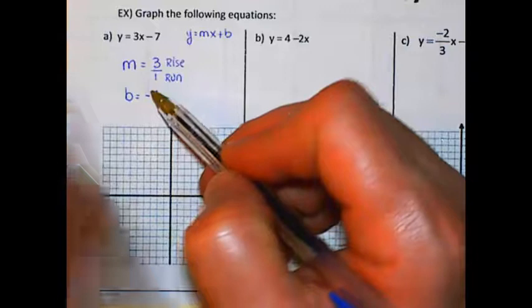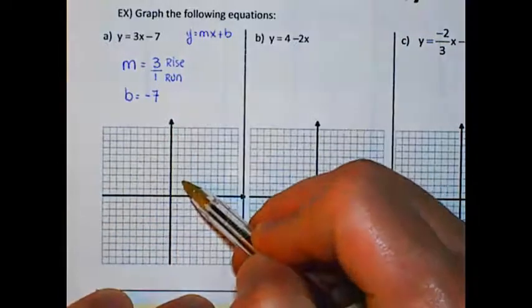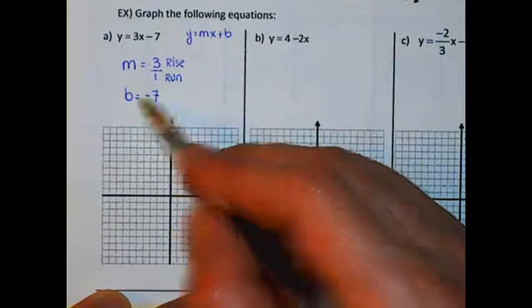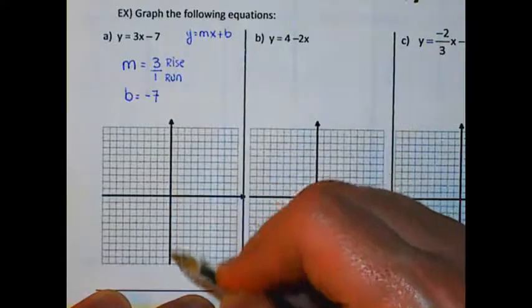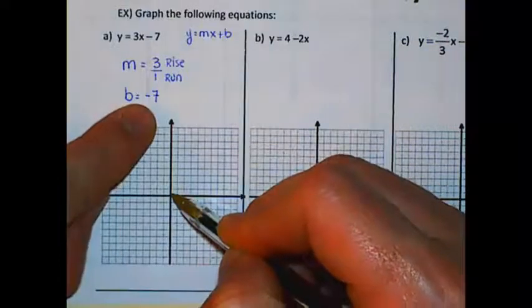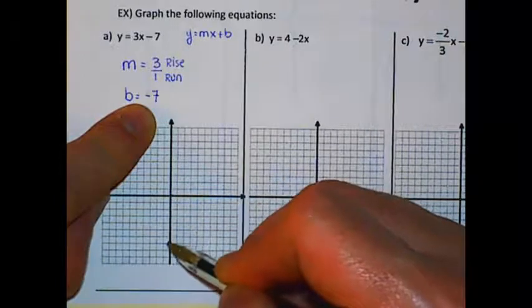Once we have these two pieces of information, we can start graphing our line. We start graphing by plotting the y-intercept. The y-intercept is always on the y-axis, so you put your pencil at the origin, and because this is -7, you go down 7, and you're going to make your first point right there.